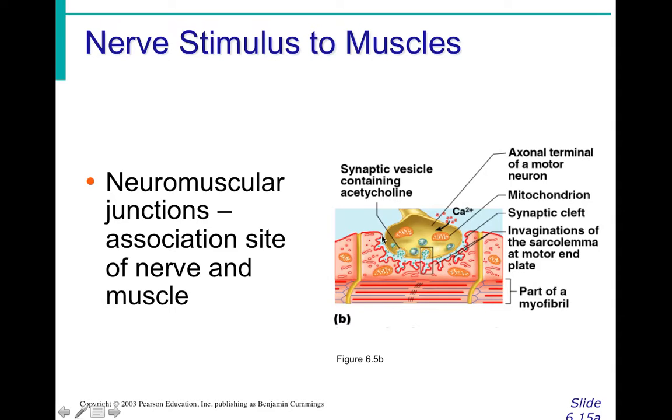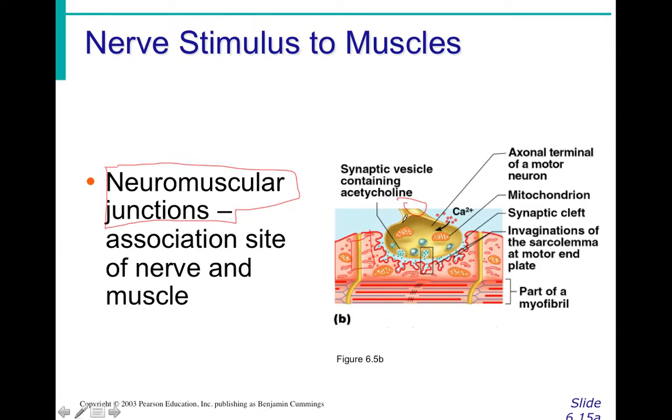This is called an NMJ, a neuromuscular junction. The NMJ is also called a synapse. They're really the same thing. Well, maybe I shouldn't say that. All NMJs are synapses. Not all synapses are NMJs, something along those lines. This is a synapse right here. This is a neuromuscular junction. This guy up here is the nerve. This guy down here is the muscle.